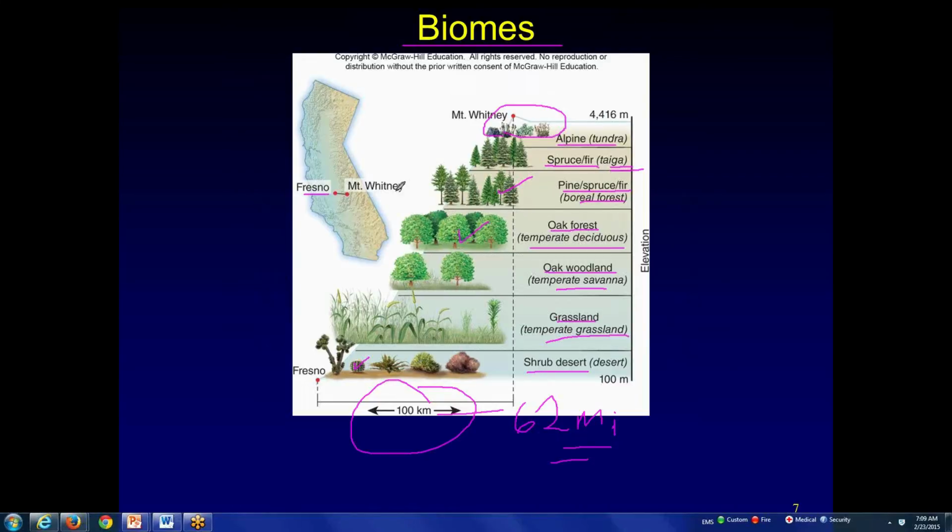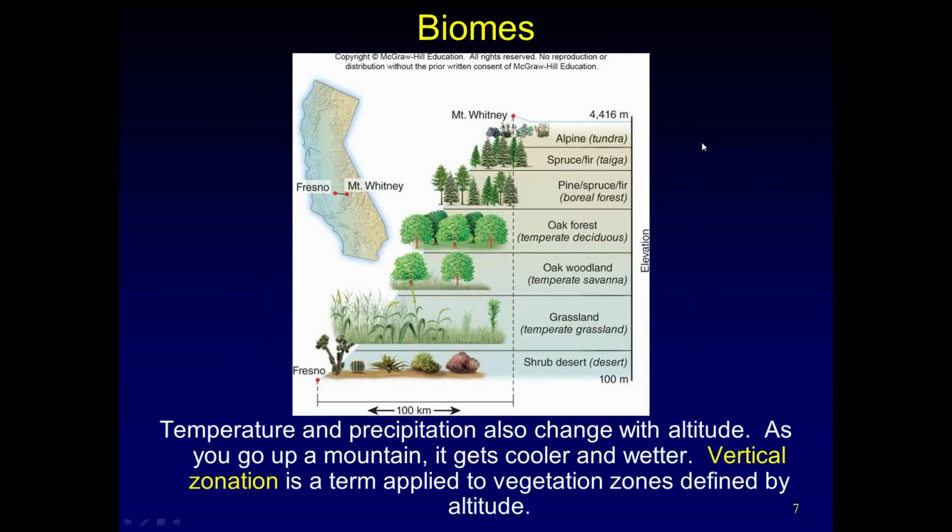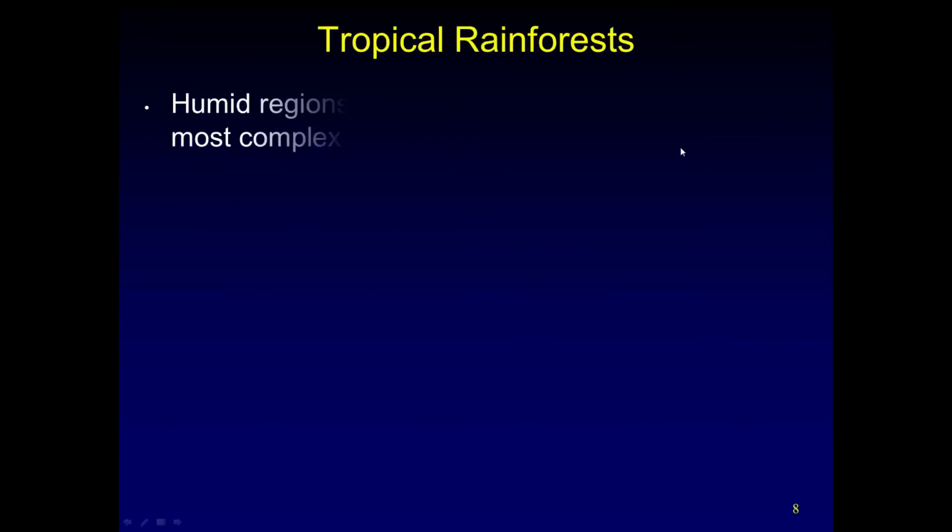So biomes aren't just dependent on latitude. Temperature and precipitation patterns are certainly a powerful effect, but it's not all about latitude. It certainly can be about elevation as well. And we certainly have a change of biomes as we go from here in Morganton to the top of Mount Mitchell. We'll definitely see big changes, and you've probably noticed those before. So this is all vertical zonation, the term applied to vegetation zones defined by altitude. Again, as you go up the mountain, it gets cooler, and of course, it gets wetter as well.